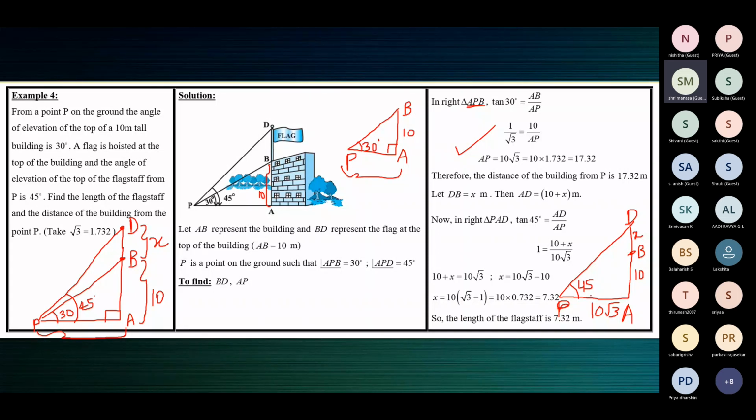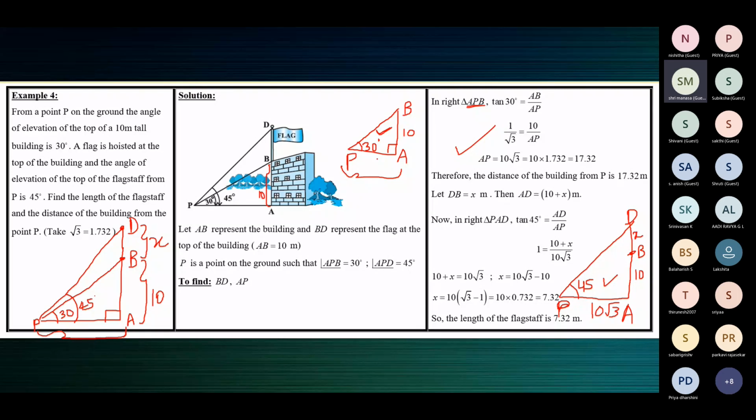Now in this right triangle, I've just taken up the other right triangle APD, and I've filled in all the information I know. 45 degrees I know, 10 root 3 I just found from the earlier triangle, and then 10 and X here. Also, you start working with the right triangle where you know one angle and one side. That will make your work easier. So should I work with the 45 degrees triangle first or the 30 degree triangle first? Work with the 30 degree triangle first, because there you know one angle and one side completely.